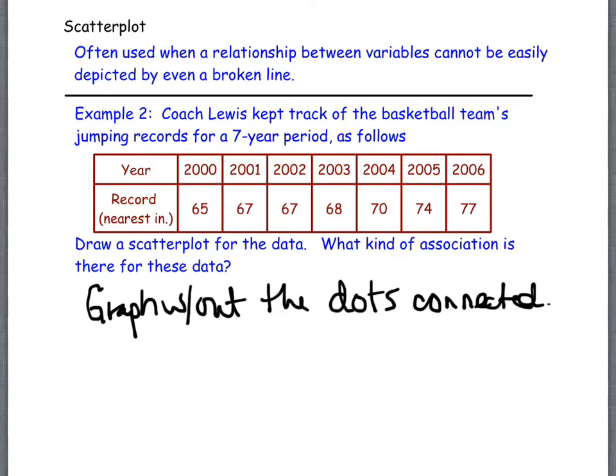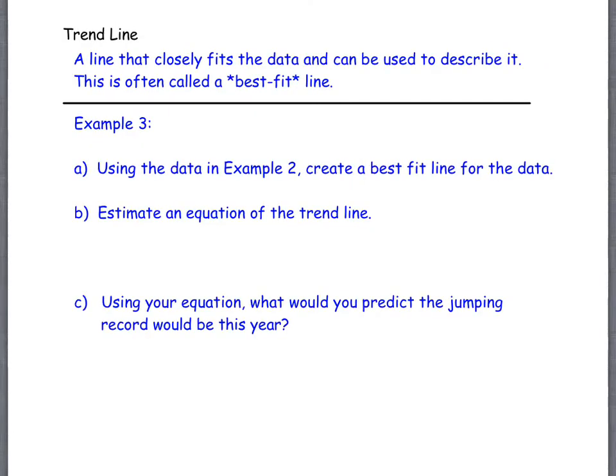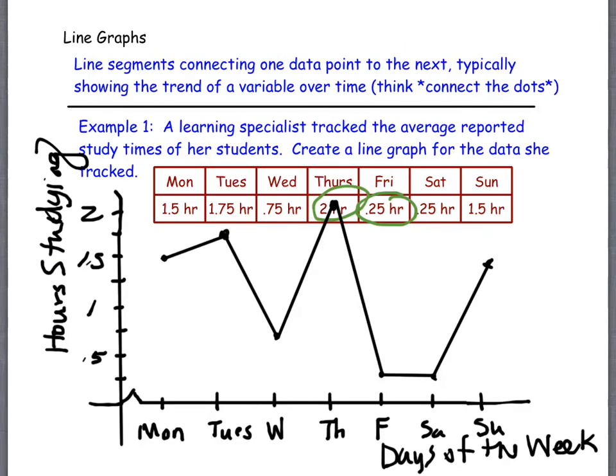So I'm going to go to the next slide. We're going to come back to this one in a second. A trend line is a line that closely fits the data and can be used to describe it. It's often called a best fit line. So what I want you to do is go back to the very first graph that you did, this graph right here, and either switch color or make a note to yourself that this second line you're about to draw is not this one. It's not a line graph. What we're about to draw on this same graph is a trend line. So it helps if you redraw the points if you'd like to draw the trend line.